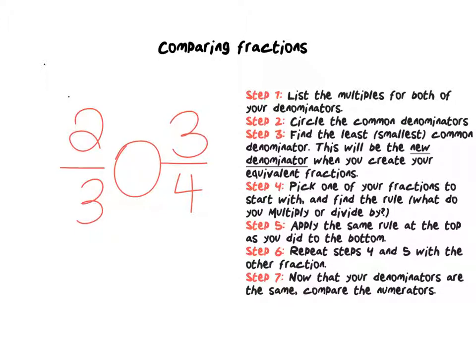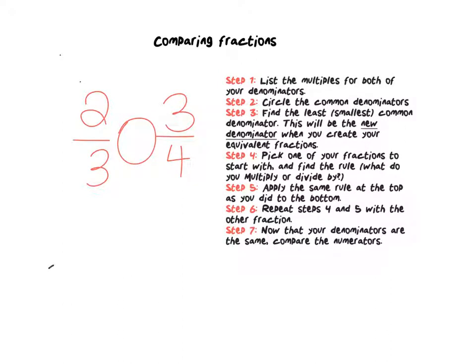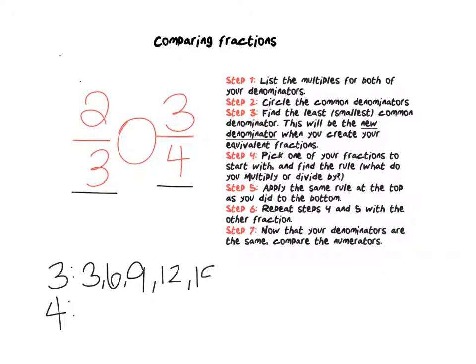Step 1 says we're going to list the multiples for both of our denominators. So I'm going to do that down here. I need to list the multiples of 3 and of 4 because those are the two denominators in my fractions. I'm going to do the multiples of 3 first. So those are going to be 3, 6, 9, 12, 15, 18, 21, 24, and 27.